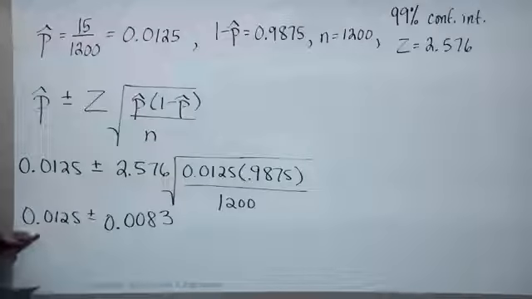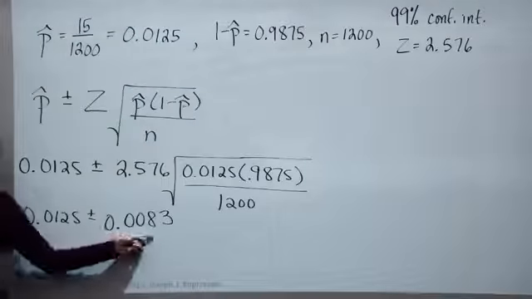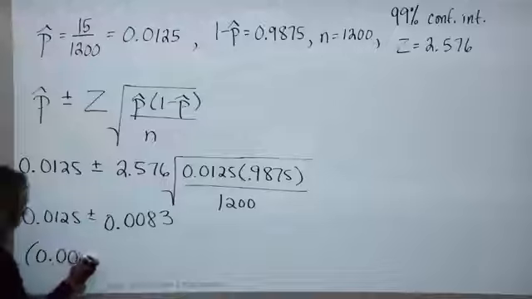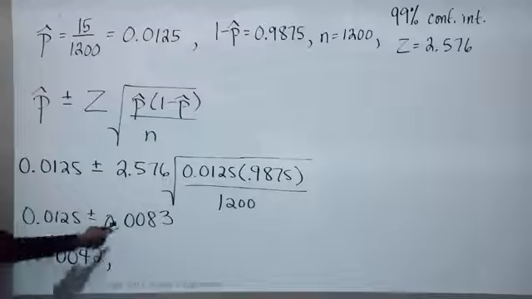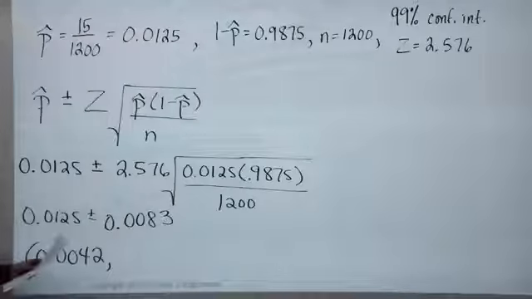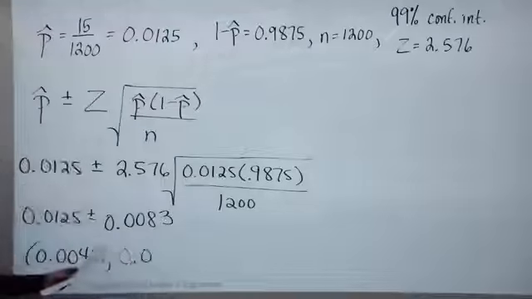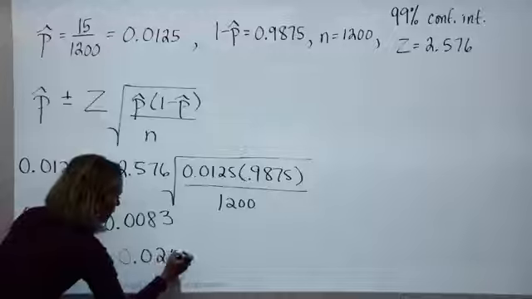And now we're going to take that sample proportion minus the margin of error. When we do that, we get a lower bound to our confidence interval of 0.0042. And then when we add the margin of error, the upper bound of the confidence interval goes to about 0.0208.